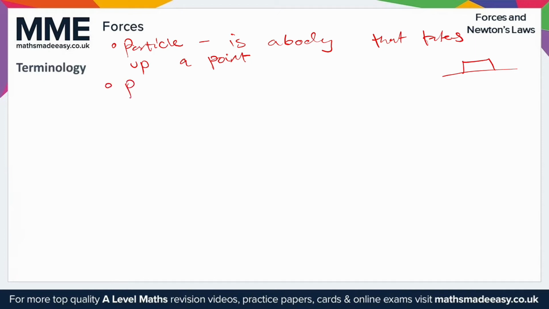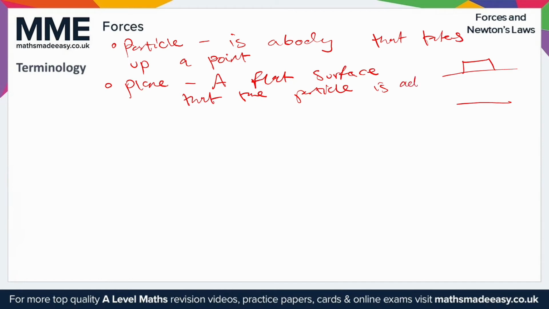Next is a plane. Now I've just briefly mentioned it there, and this is a flat surface that the particle is acting on. And by flat, I don't necessarily mean like that. So a flat surface that the particle is acting on. And like I say, I don't necessarily mean that it has to be flat like that. It could also be on an incline. What I mean is it's not curved. So it's flat in the sense that there's no bumps in it.